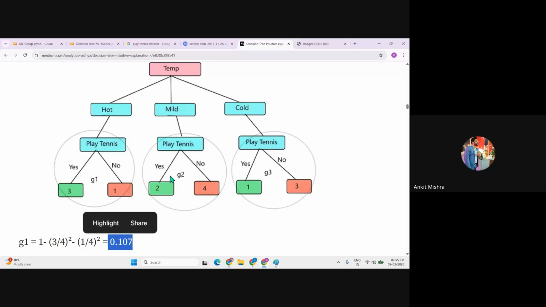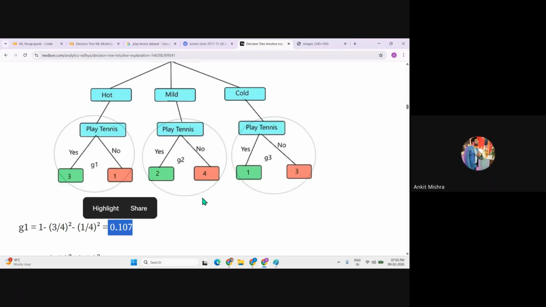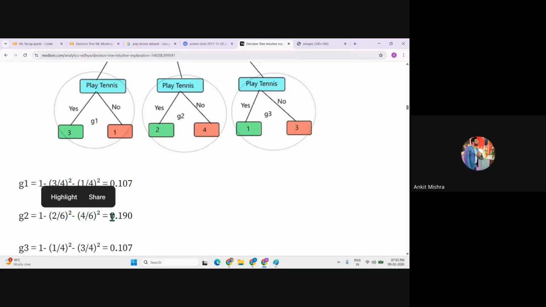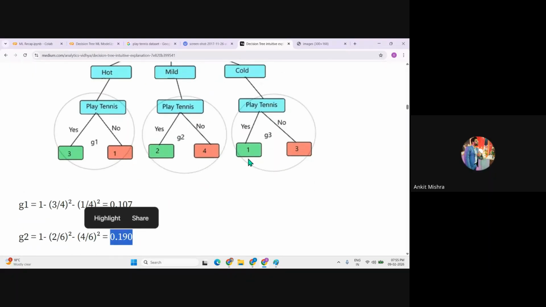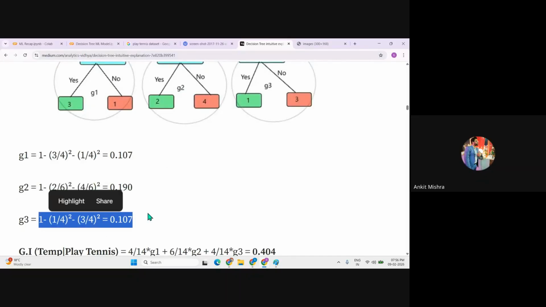It's 0.107. Again, repeat the same with 1 minus (2 by 6) squared. Why 6 this time? Because out of these 14 data sets, mild classifies 6 rows, right? So it's 1 minus (2 by 6) squared minus (4 by 6) squared. Once you solve this, you will get a value of 0.19. And again, you repeat the same step: 1 minus (1 by 4) squared minus (3 by 4) squared. You will get 0.107, similar to G1 and G3. Both are similar, right?